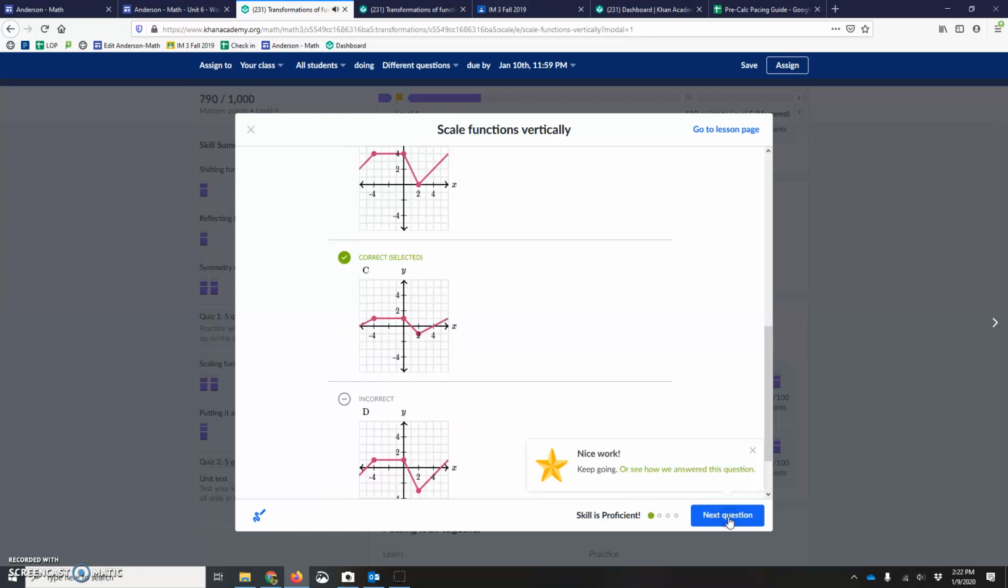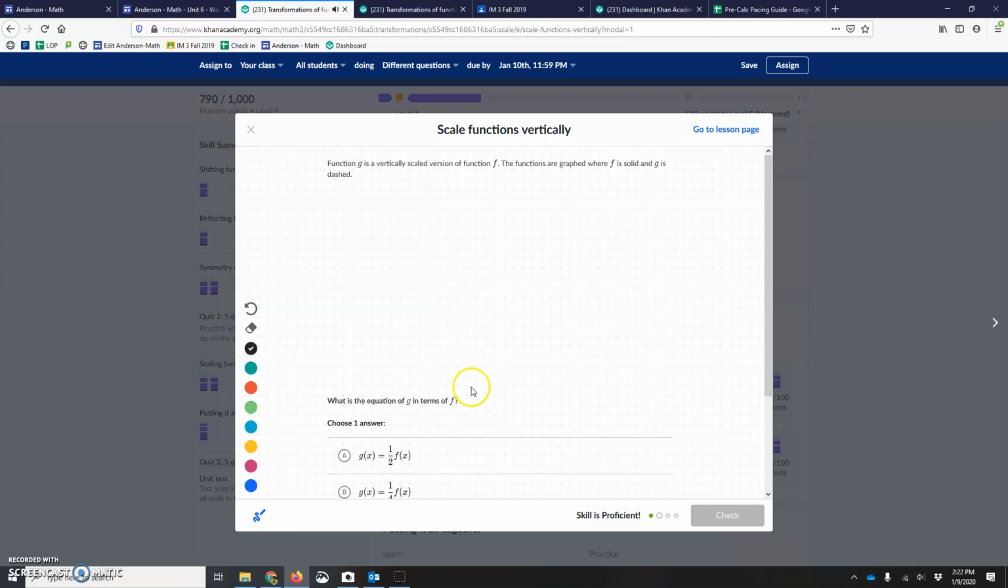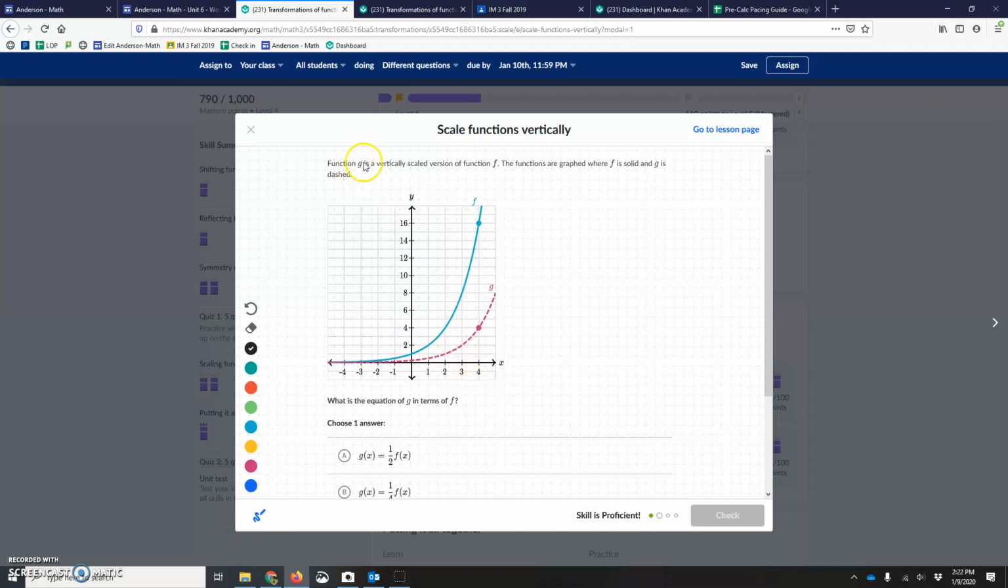Okay, next question. All right, function g is a vertically scaled version of function f. So here's g, here's the new one. F is the original. We have a point here, both at 4. When you plug in 4, the original went to 16. When you plug in 4, the new one goes to 4. So that's a factor of 4. 16 over 4, or it's 4 times smaller. So 1/4 times 16 would equal 4.